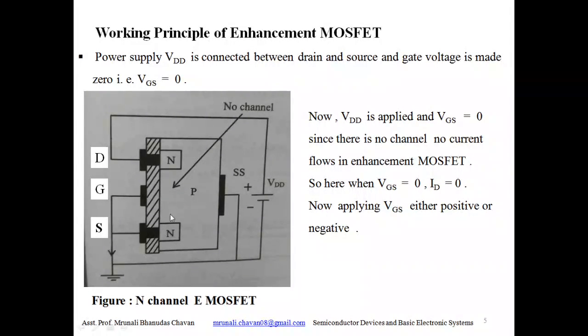Since there is no channel between these two heavily doped N regions, unlike in the depletion type MOSFET, where we had seen there is a channel between these two heavily doped N regions. But in enhancement MOSFET the channel is absent, and as there is no channel, no current flows. So here when VGS is equal to 0, ID is equal to 0. Now we apply VGS either positive or negative.